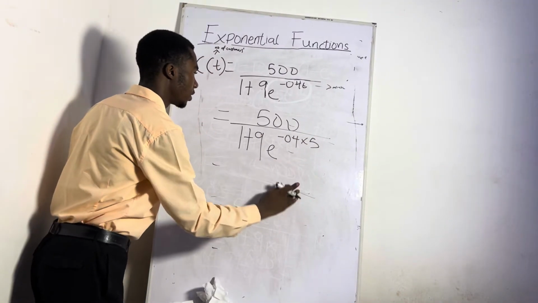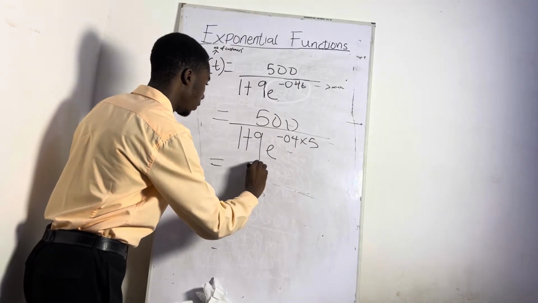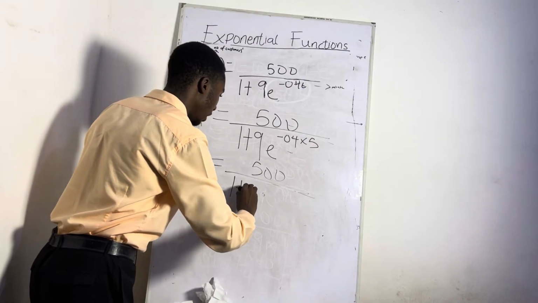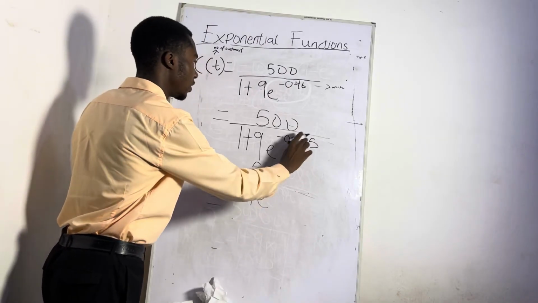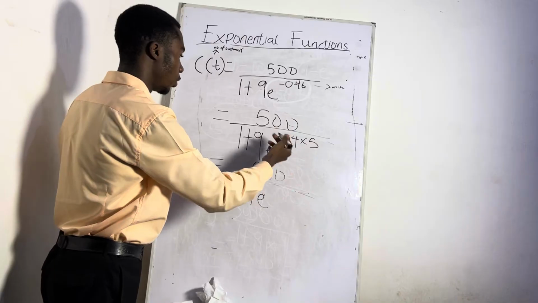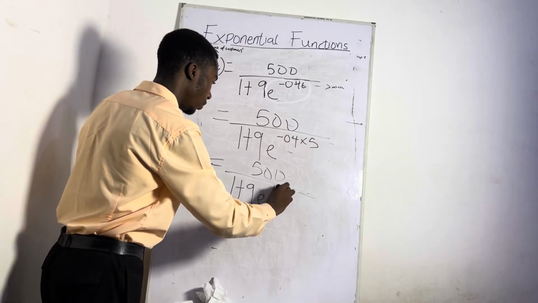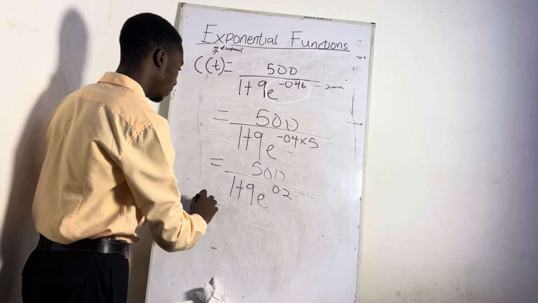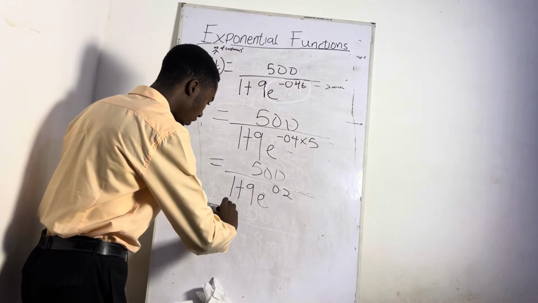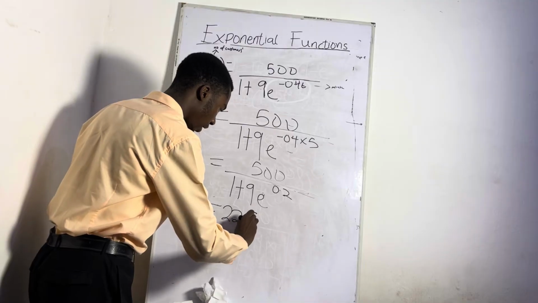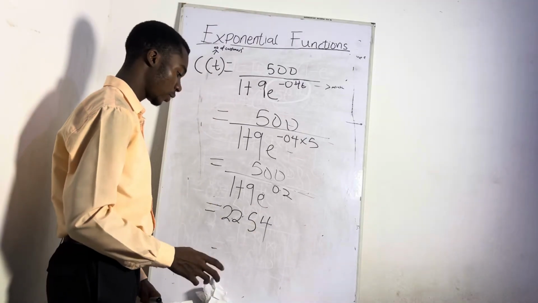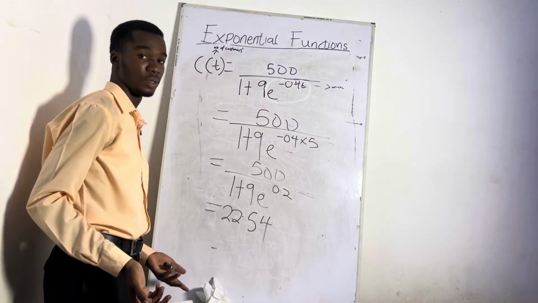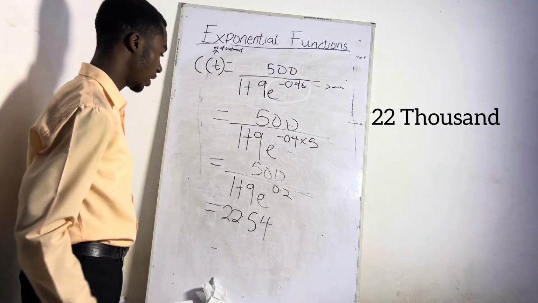Get it? So when we simplify this, we are getting 500 over 1 plus 9 e exponent negative 0.4 times 5. When you punch it on the calculator, it gives you negative 2, right? Yes. So now we can just punch all this on the calculator, and you should be getting 22.54. So the number of customers after 5 months is 22.54, so approximately 23, or 22. So yes, that's how we go about it.